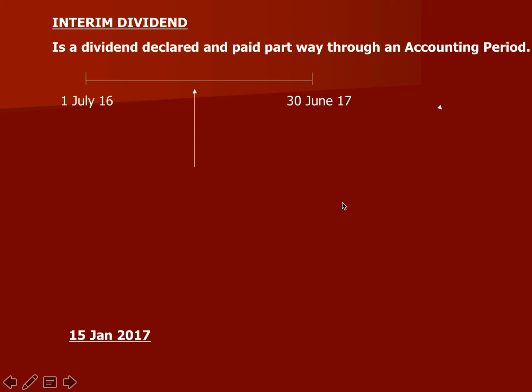So we're going to use as our example a company director that decides to pay an interim dividend on the 1st of January, and then that's going to be paid out on the 15th of January. So the directors will declare an interim dividend under the Constitution on the 1st of January, and interim dividends don't require any approval at annual general meetings. So it's declared on the 1st of January and then paid on the 15th of January.